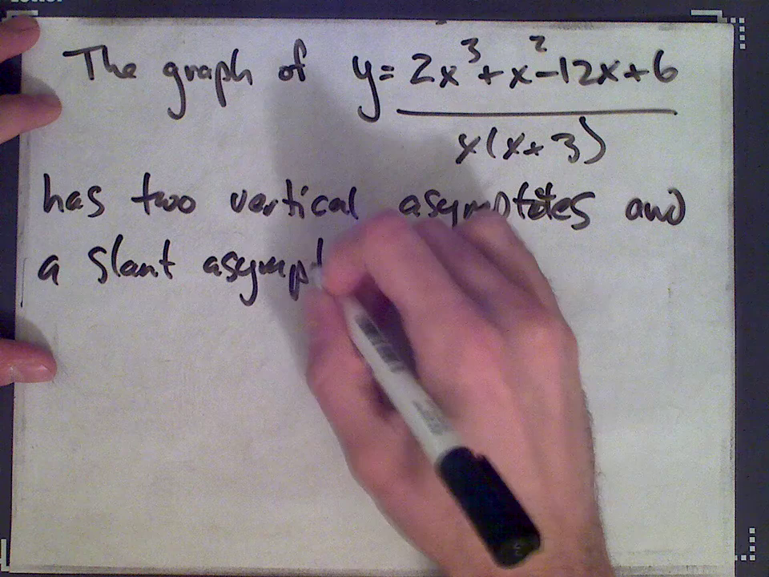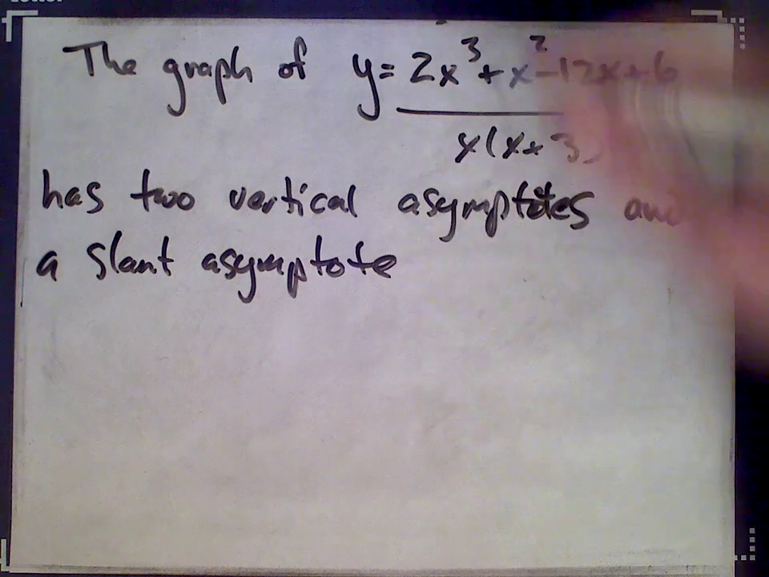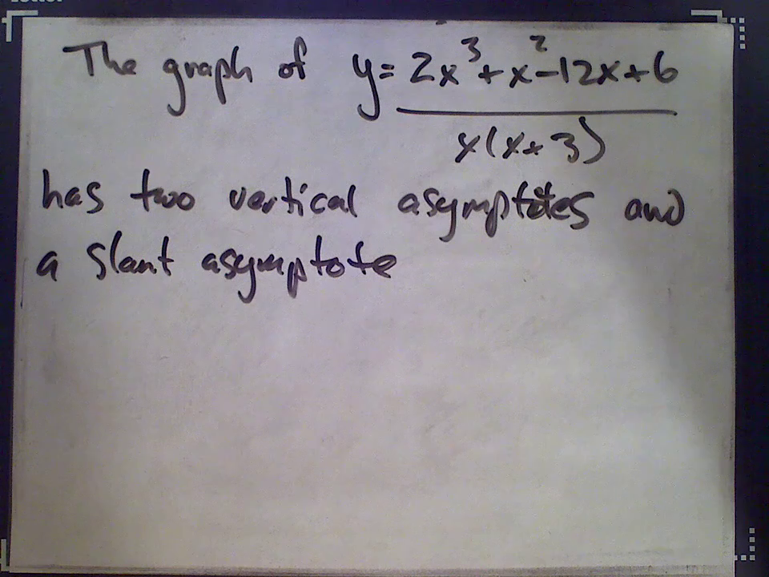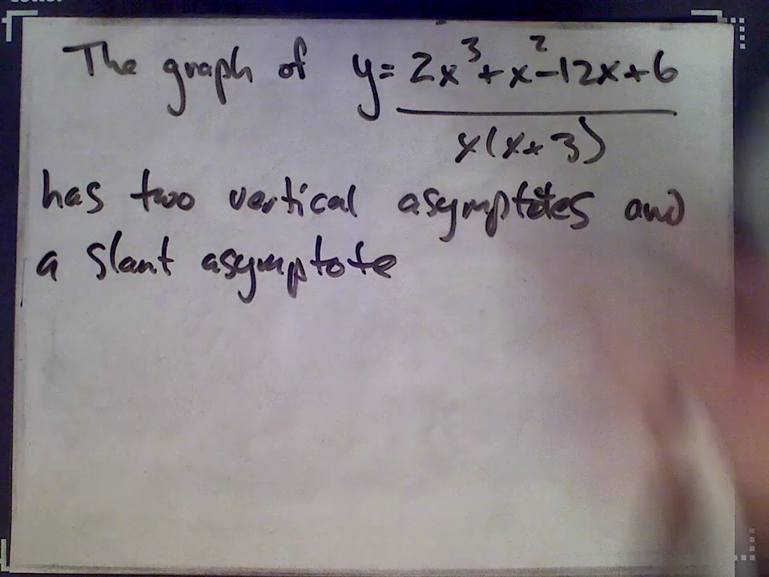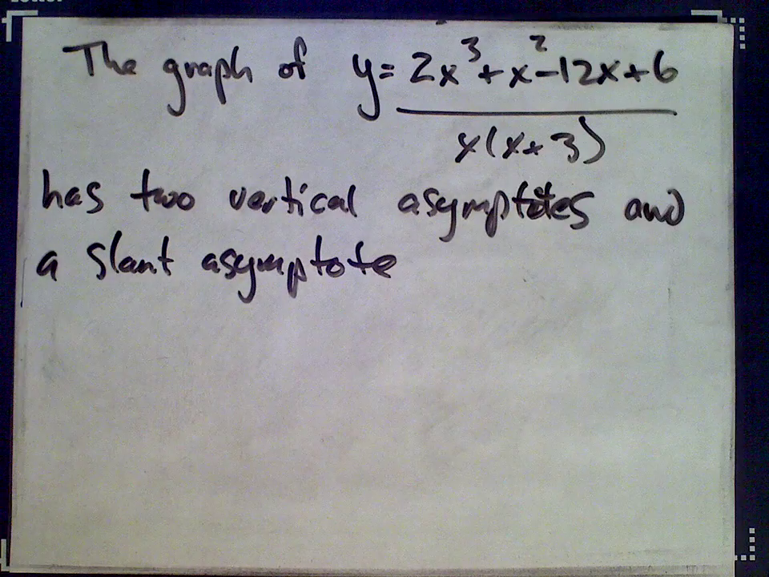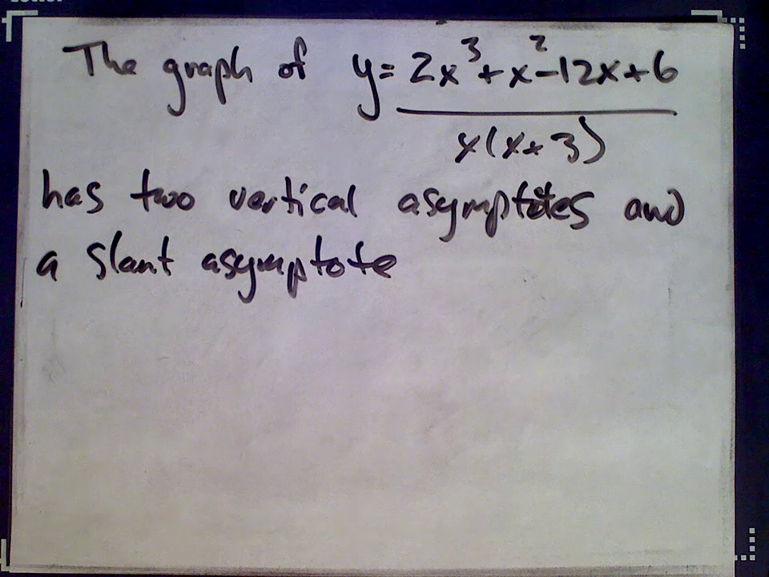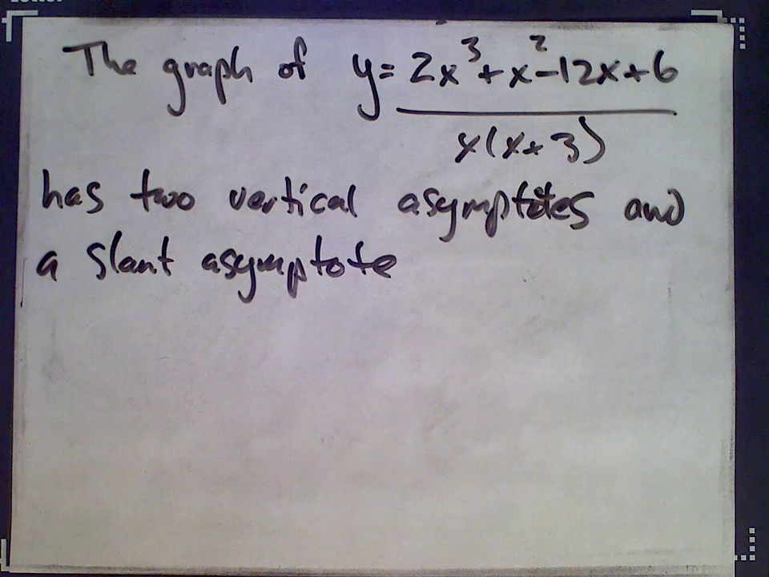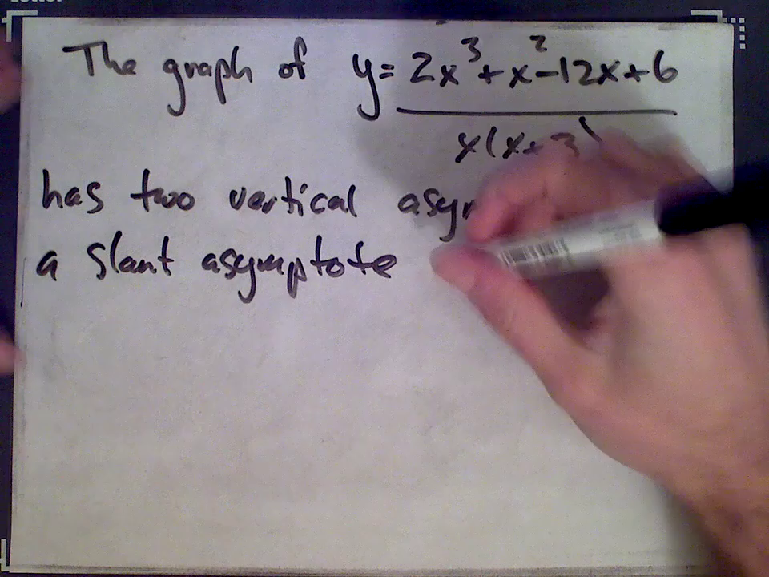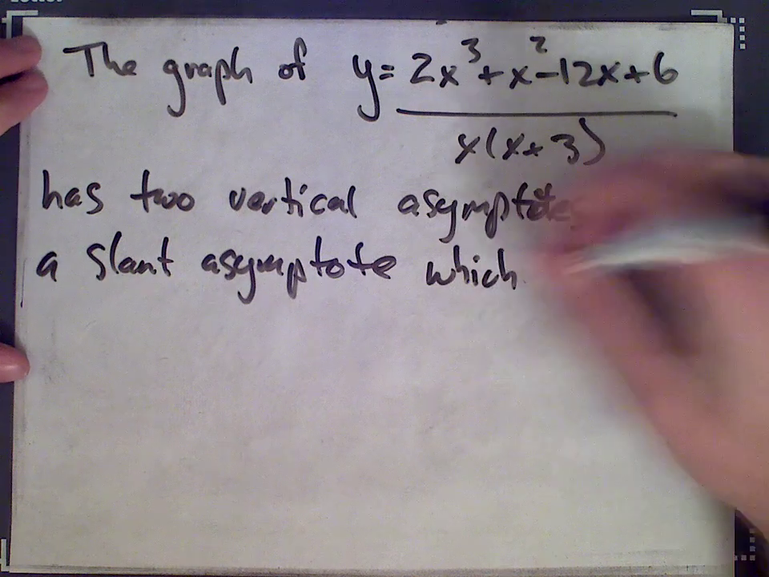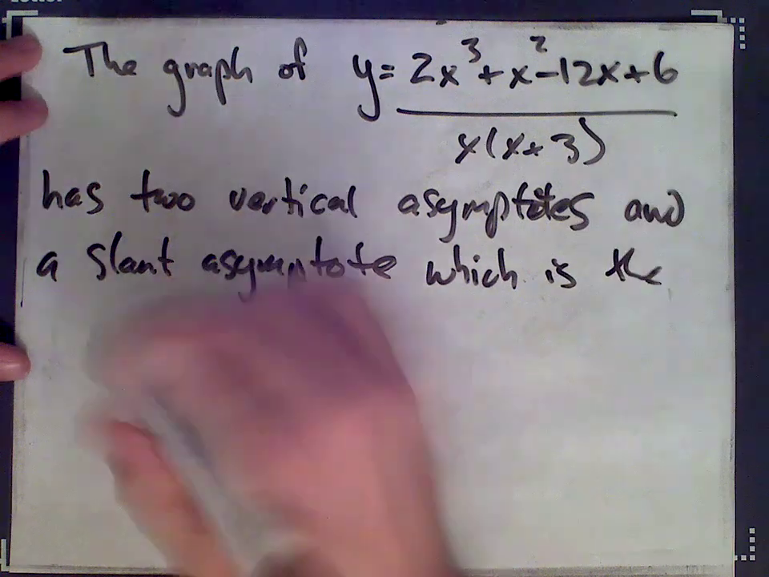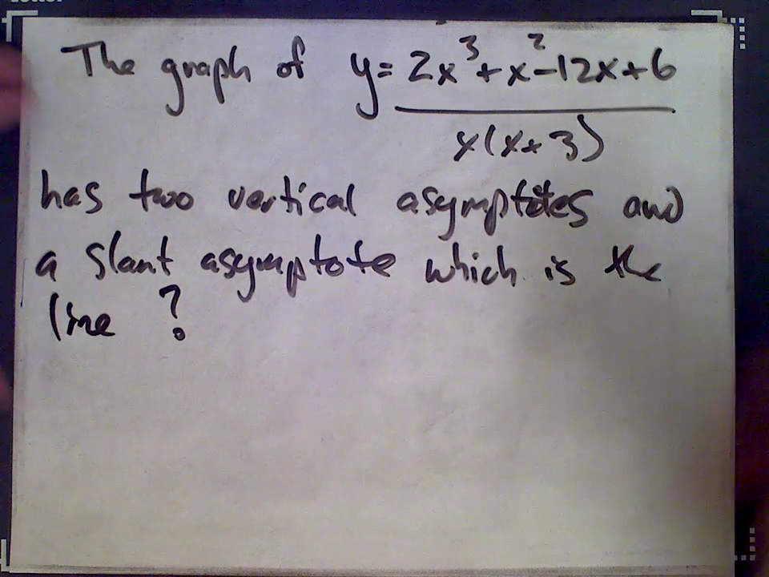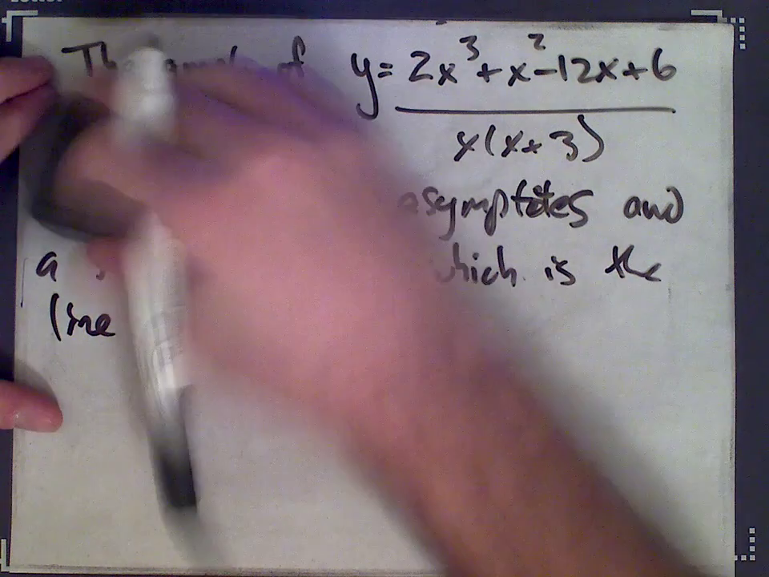We're told this, but we know this is the case because the degree of the polynomial in the top there is 3, and the degree of the polynomial in the bottom will be, well, it's x times x, so x squared. The degree is 2. The degree in the top is 1 bigger than the degree in the bottom, so we get a slant asymptote. And we have to figure out which line it is, this slant asymptote.